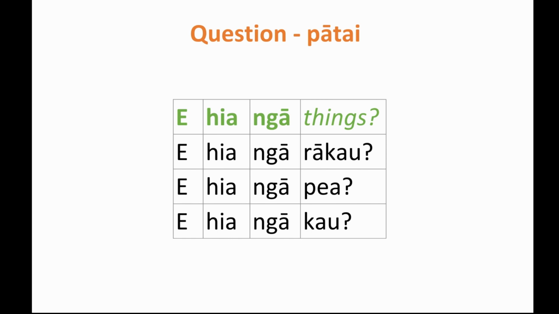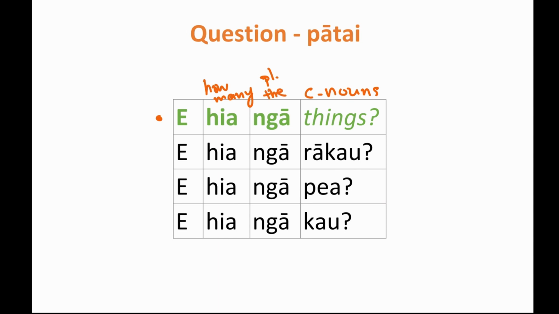Now here is the pātai, the question that we are covering today. E hia ngā things. So, common nouns. Okay, so what we referred to before, and not proper nouns like people's names, for example. Hia means how many. Ngā is the plural form of the.